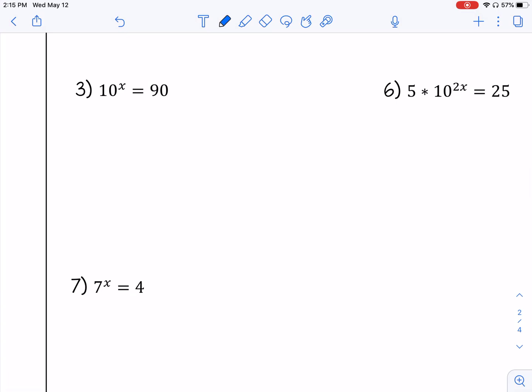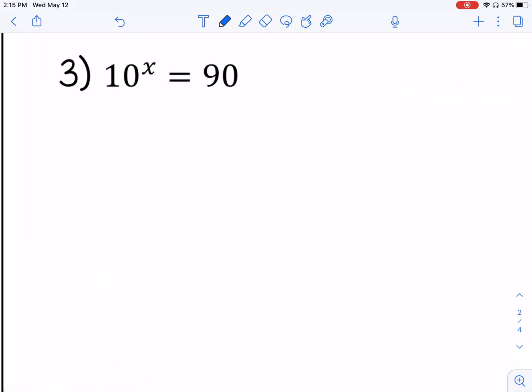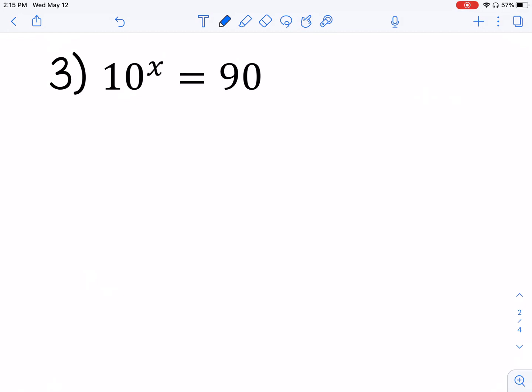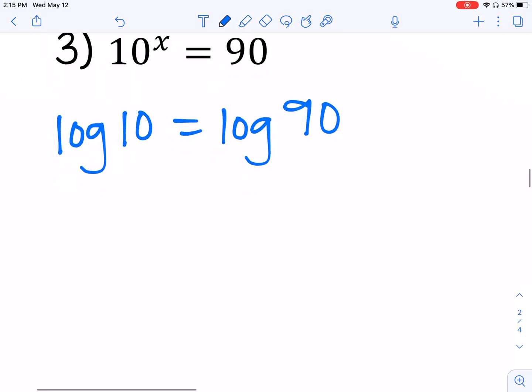Okay, let's jump down to this one. 10 to the x equaling 90. I don't know what power that 10 has to be raised to, so I'm going to take the log to get that x all by itself. What I do to one side, I do to the other.